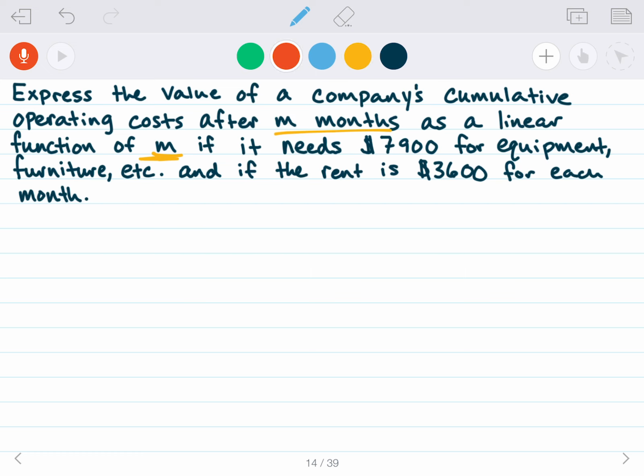And it says it needs $7,900 for equipment, furniture, etc., and the rent is $3,600 per month. So we need to figure out what this is in Y equals MX plus B form. But instead of Y, I'm going to call this, well, I guess I can call it Y. Well, this is kind of confusing. I don't like M. How about we do T instead? Let's change this problem up a little bit. Instead of M, let's say our X variable is T. So what we're looking for is Y equals MT plus B. All right, so T is acting like our X variable.